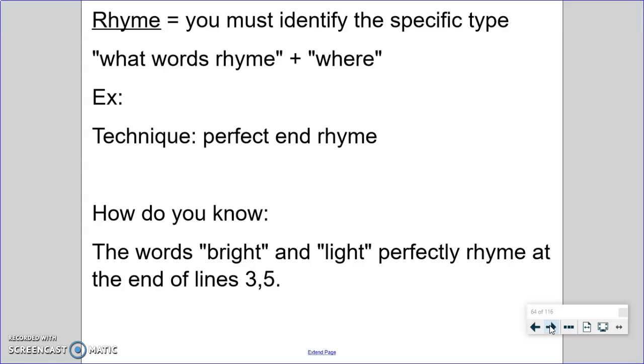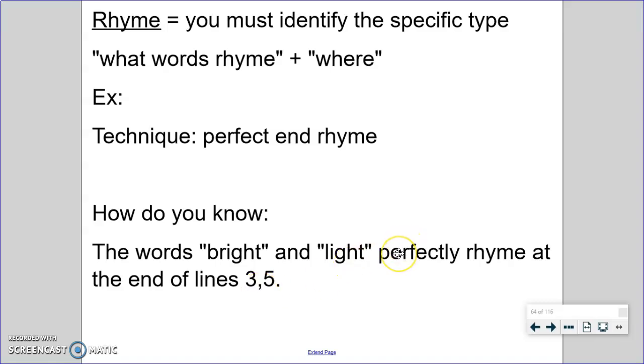Okay, so if we take a look at a line of verse and we identify that it's perfect end rhyme that's being used, our example and how we explain it would read something like this. So what words rhyme? The words bright and light perfectly rhyme. Okay, where? So the words bright and light perfectly rhyme at the end of lines 3 and 5. So in our formula, what words rhyme? Bright and light. Where? The end of lines 3 and 5.